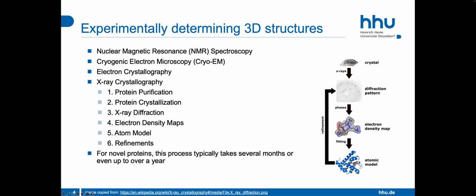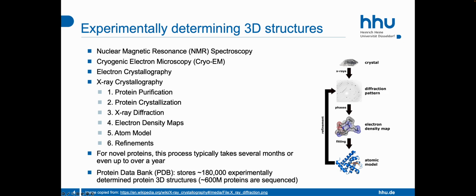This whole process of experimentally determining protein 3D structures typically can take between several months and up to over a year. If experimentally determined 3D structures of similar proteins already exist, this process typically takes less time compared to determining novel protein structures. The Protein Data Bank, PDB, is the largest repository for experimentally determined 3D structures of proteins.